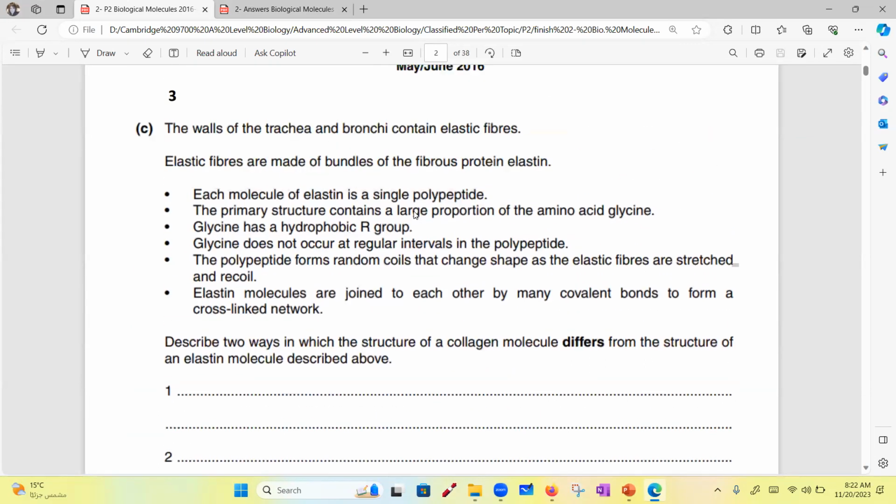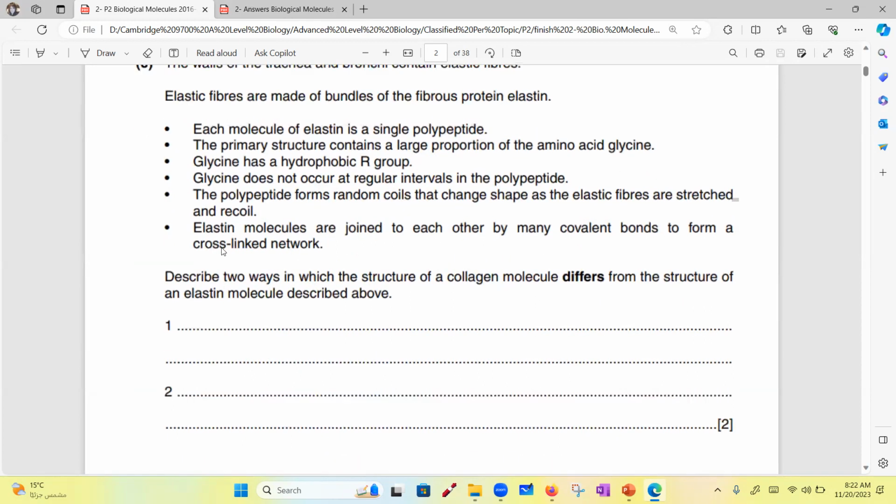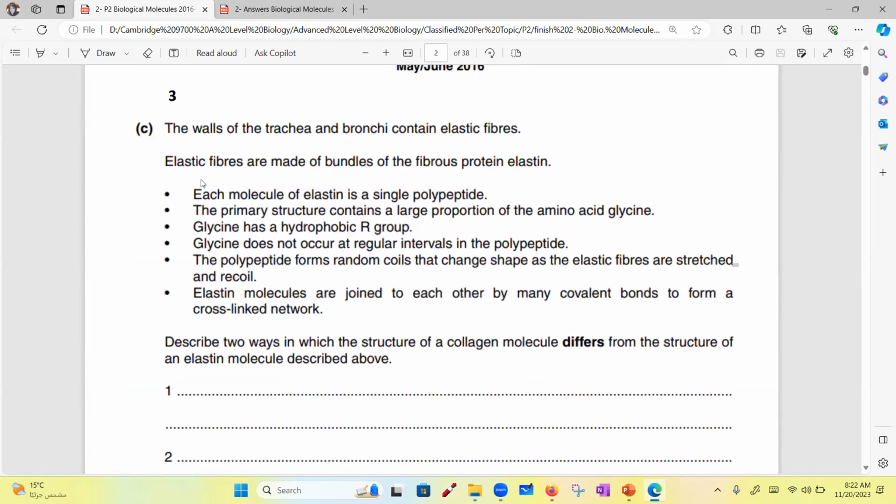On the exam, you will read the whole thing and I'm not going to. Describe two ways in which the structure of a collagen molecule differs from the structure of an elastin molecule described above. No, you have to read. So read the elastic fibers. Elastic fibers are made up of bundles of fibrous protein. Each molecule is a single.